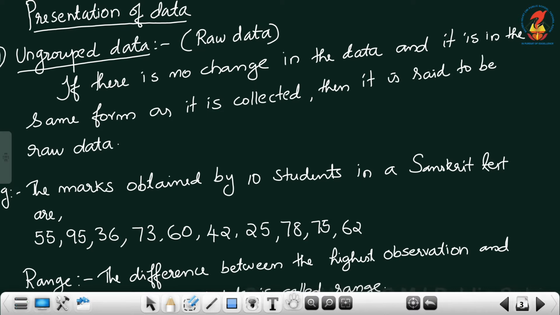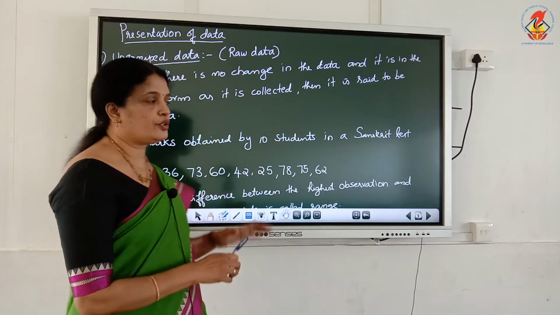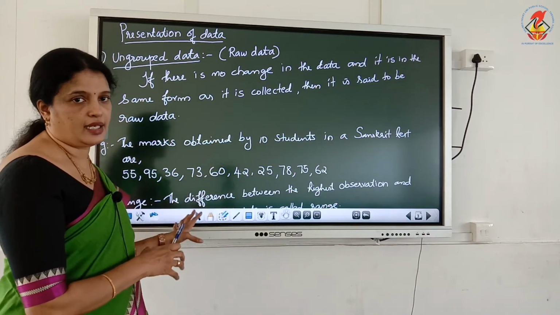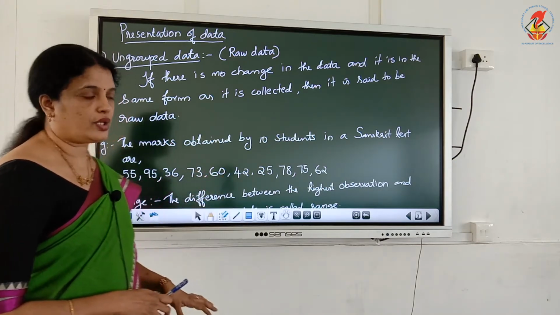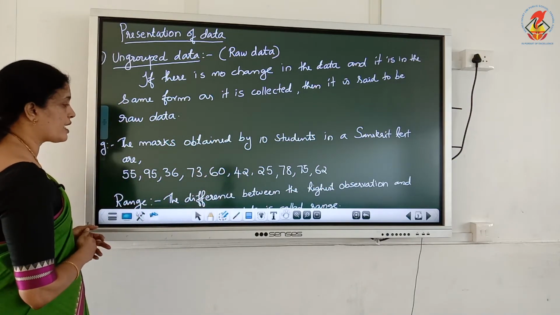For example, the marks obtained by 10 students in a Sanskrit test are 55, 95, 36, 73, 60, 42, 25, 78, 75, 62. These numbers are not in ascending order or descending order. You just write it, collect the data. This is called ungrouped data.